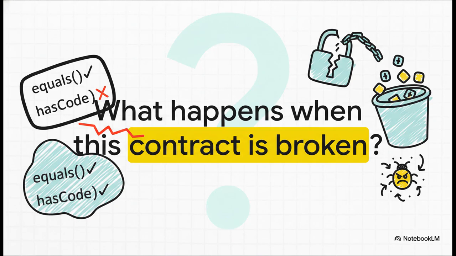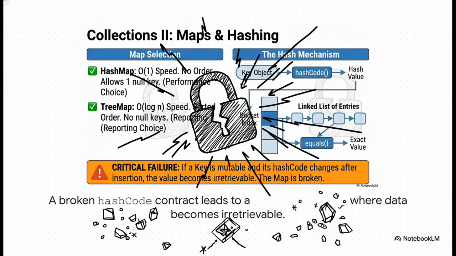Which leads us to a really critical question. A question that honestly every single Java developer needs to be able to answer on the spot. If you go and override the equals method in your class, but you forget to also override hashCode to match, what actually happens? What's the real consequence? The answer? It's a disaster.